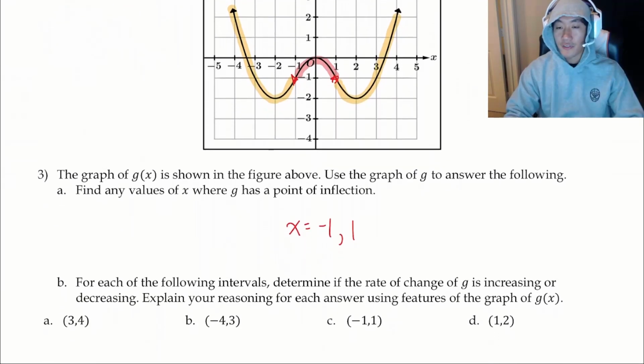Now it says for each of the following intervals, determine if the rate of change of g is increasing or decreasing. Explain your reasoning for each answer using features of the graph. So as long as you're comfortable with 1.1 through 1.3, there should be no problem. This is kind of just a review as to whether or not these intervals represent an increasing slope or a decreasing slope. So whether or not it's going to be concave up or concave down is what they're saying.